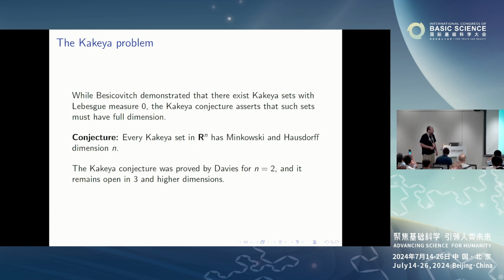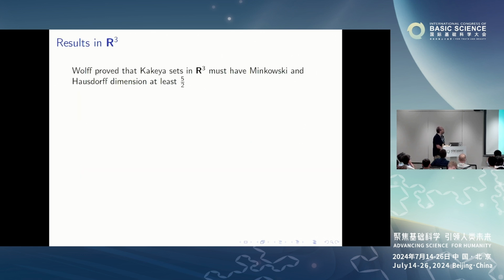And today I'm mostly going to be talking about the situation in 3 dimensions. So I'm now going to state results in R^3. Wolff, this was published 1995, proved that Kakeya sets in R^3 must have Minkowski and Hausdorff dimension at least 5/2. And we're going to talk about where this estimate of 5/2 came from. And beyond that, only small improvements are known.